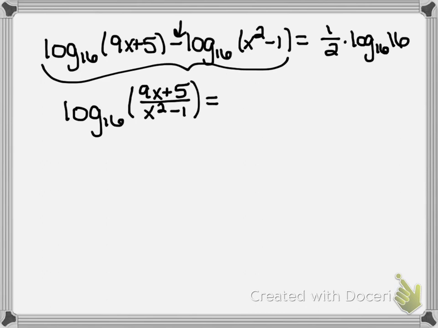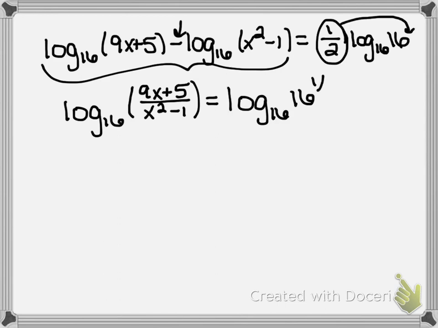And then over here on the right side, I now have a coefficient in front of my log, so I need to move that back up to the exponent where it came from. And so I have log base 16 of 16 to the 1/2. And of course, 16 to the 1/2 means the square root of 16, because that's what a power of 1/2 is. So you can either turn that into a 4 now, or you can wait until you've dropped the logs.